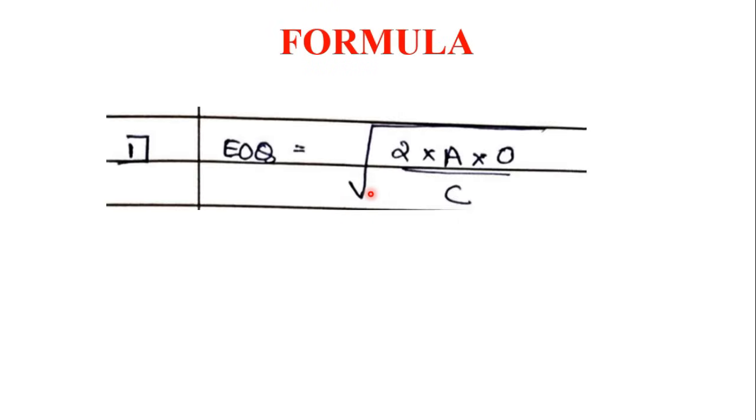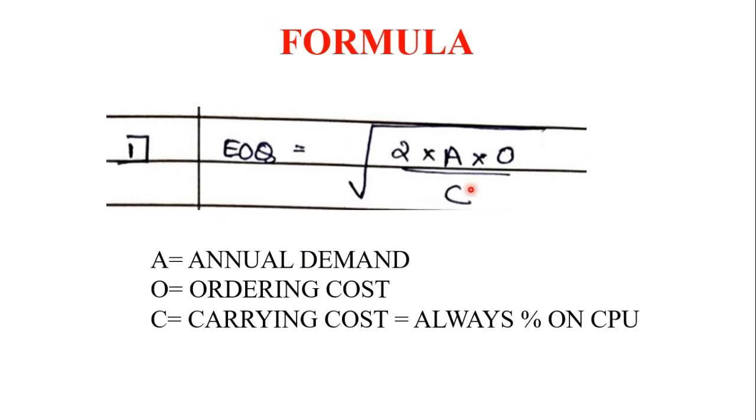The first formula, the major formula, is actually EOQ. The economic order quantity is equal to the square root of 2 into A into O divided by C, where A is your annual demand, O is ordering cost, and C is carrying cost, which is always a percentage on CPU. Okay, so this is the most important formula. I want everyone to first note it down.